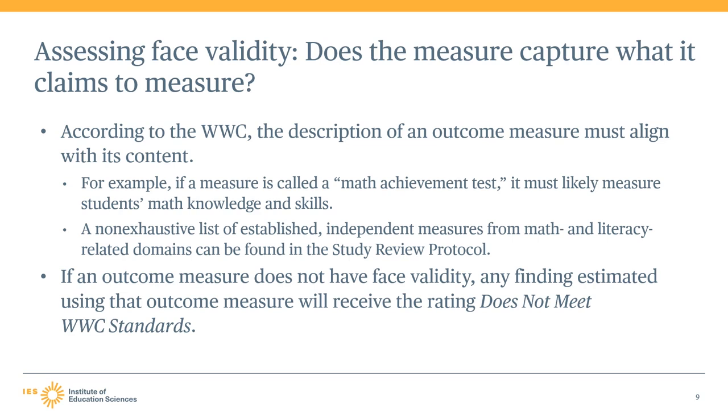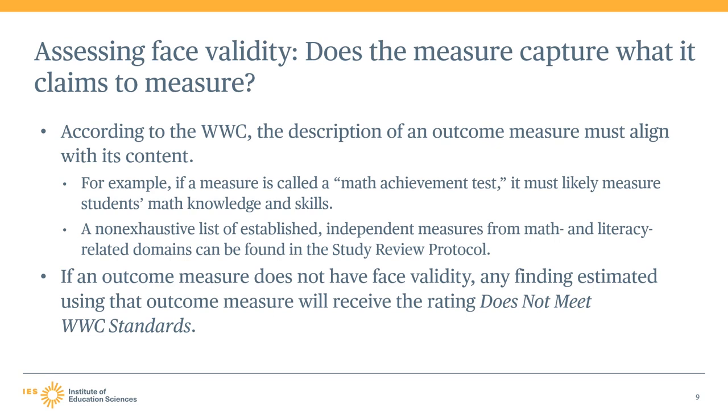We discuss the issue of independent measures in more detail later in this module, as well as what a reviewer should do if they encounter a measure that is not on the list and believes that the measure should be one of the listed independent measures. If an outcome measure does not have face validity, then differences in outcomes between the groups do not provide information about what they claim to measure.